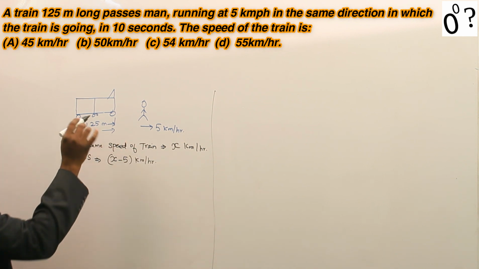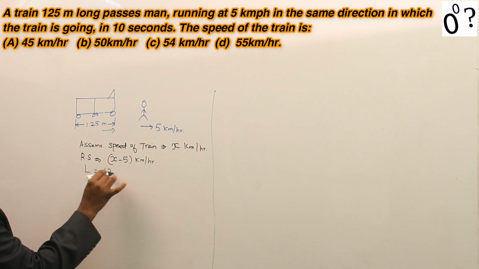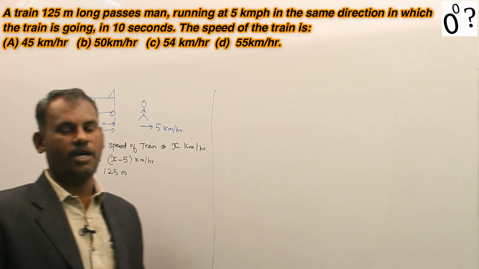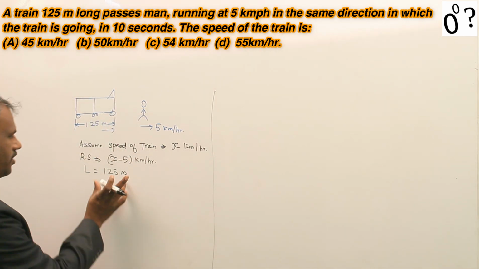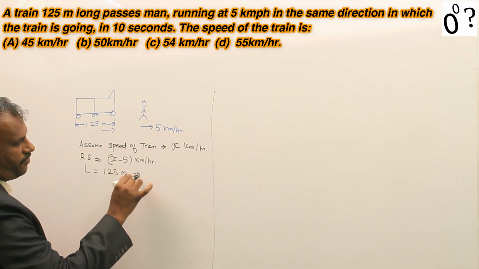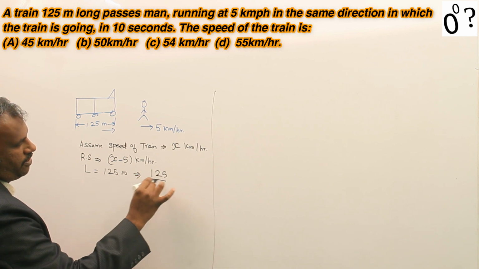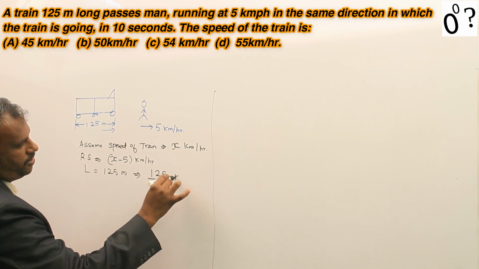Here the distance, or length of the train, is equal to 125 meter. The answers are in kilometer per hour, so we have to convert this meter into kilometer. If we convert this 125 meter into kilometer, it means 125 divided by 1000 kilometer.